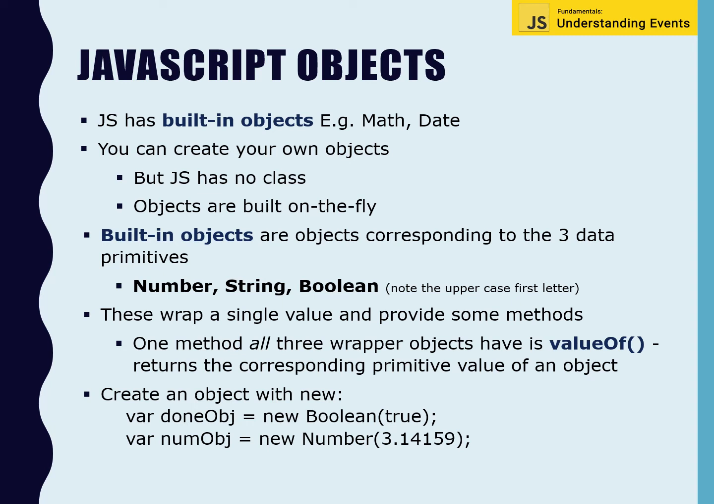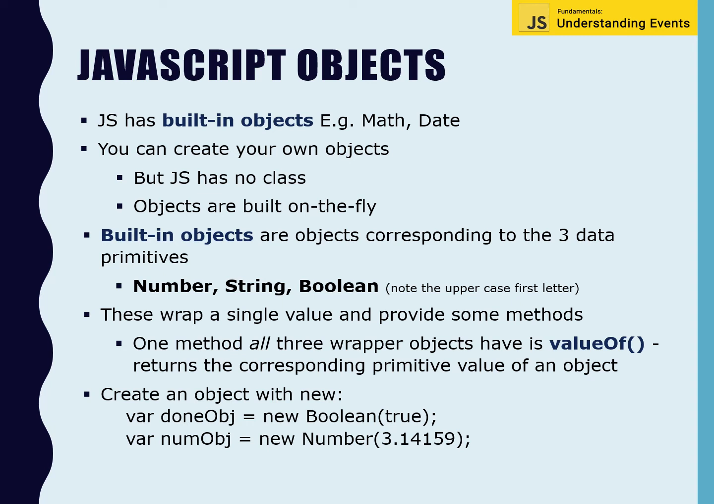Now we can see the JavaScript objects. JavaScript has built-in objects. We already saw array. Array is a type of built-in object. We already discussed how to create an object. An object is something which has attributes and functions. So here we are again specifying the JavaScript object.